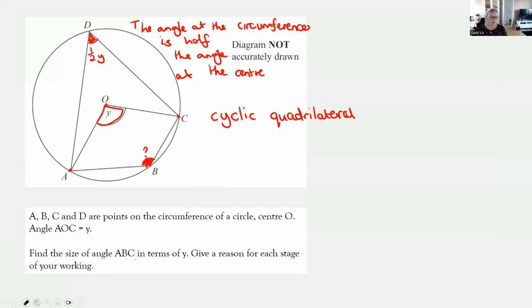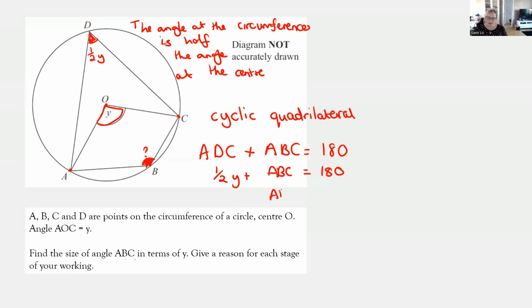Let's write this up so we know exactly what we're doing. So points A, D, C plus A, B, C equal 180. So if one of them is half y, which we've already got, let's write that down. So half y plus A, B, C equals 180. We're just going to move it around now. So just to get A, B, C on its own, we're going to do 180, take away that half y.